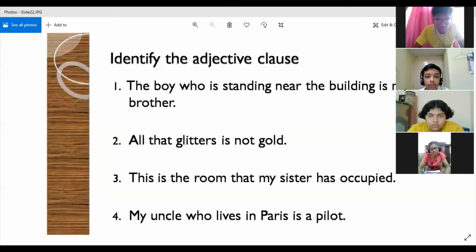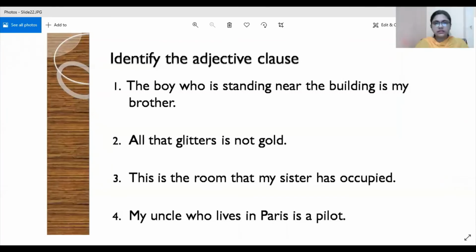All right. So now in this exercise, you have to identify the adjective clauses. The boy who is standing near the building is my brother. Let me see who will answer this one. Yes, Sudhanshu. Ma'am, who is standing near the building is my brother. The whole thing, who is standing near the building is my brother. Till there.